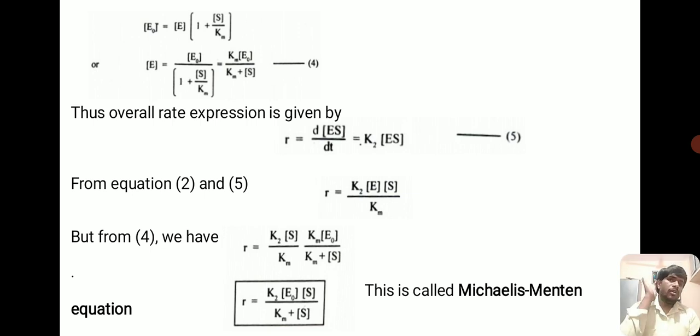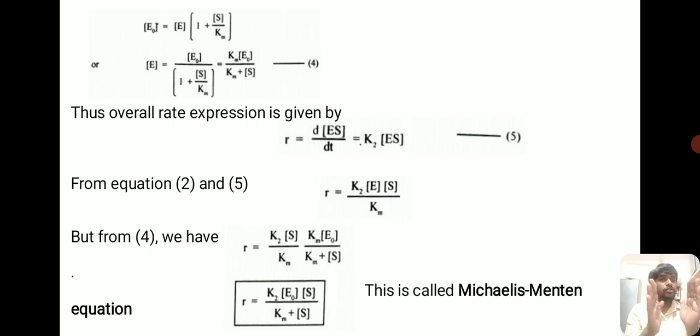So the overall rate expression is given by R is equal to d of the concentration of ES over dt, which is equal to K2 into the concentration of ES. This is equation number 5. So from equations 2 and 5, we can write R is equal to K2 into the concentration of E into the concentration of S over Km.